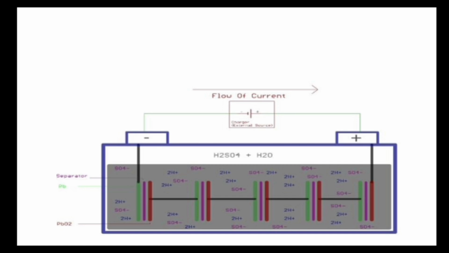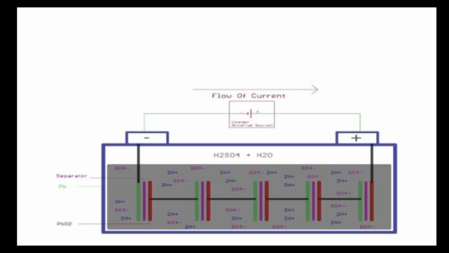At anode, in the presence of electrons, the lead sulfate converts back to lead and sulfate ion. This sulfate ion, along with hydrogen and sulfate from the previous reaction, forms back sulfuric acid. Let us understand the reaction in electrolyte. Water breaks into hydrogen ion and oxide ion.